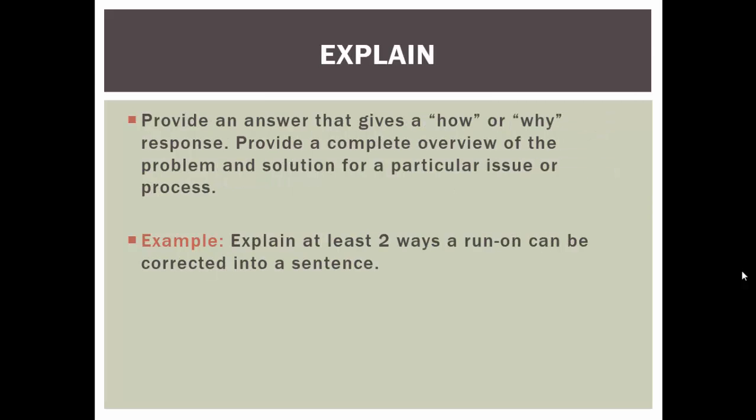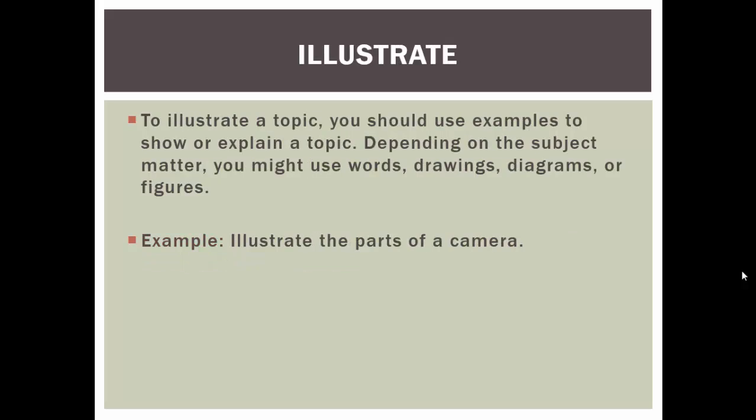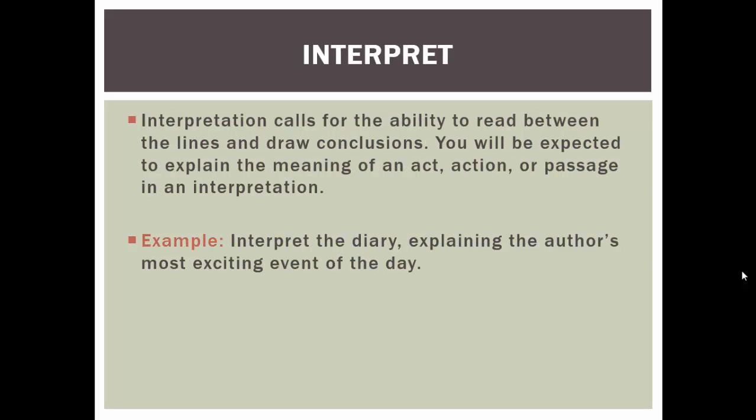Explain. Provide an answer that gives a how or why response. Provide a complete overview of the problem and solution for a particular issue or process. For example, explain at least two ways a run-on can be corrected into a sentence. Illustrate. To illustrate a topic, you should use examples to show or explain a topic. Depending on the subject matter, you might use words, drawings, diagrams, or figures. For example, illustrate the parts of a camera.